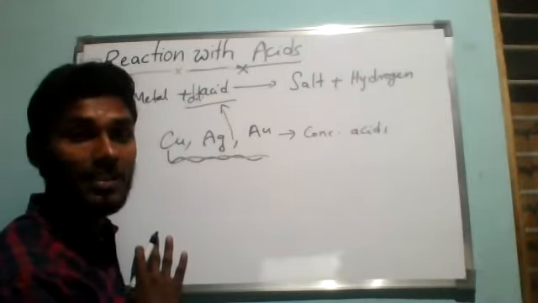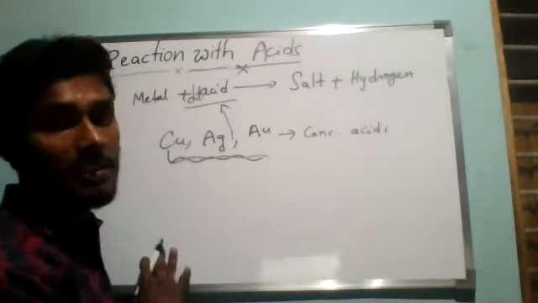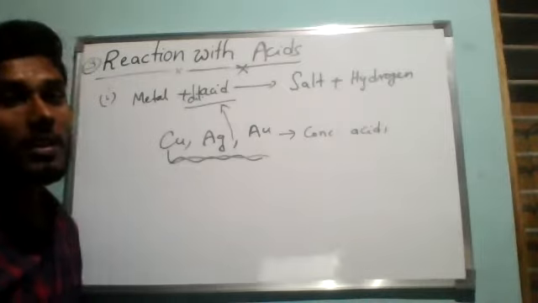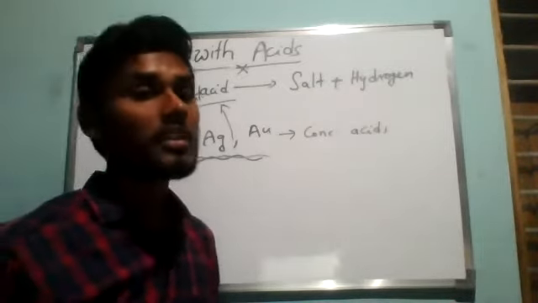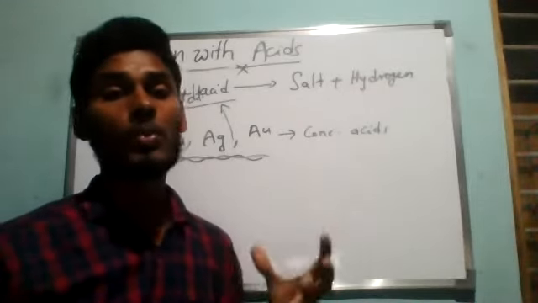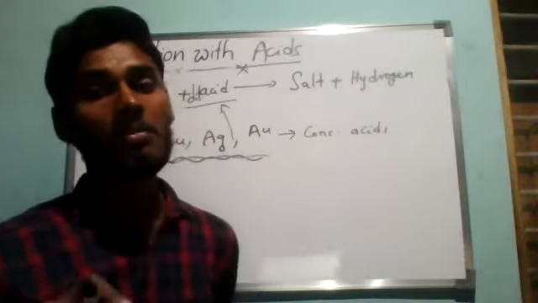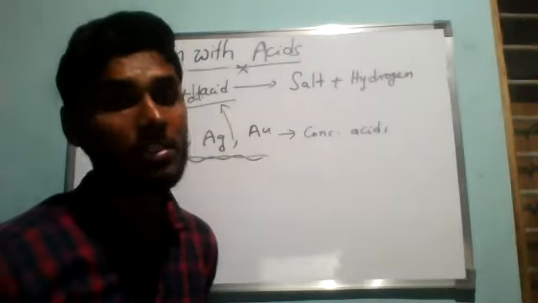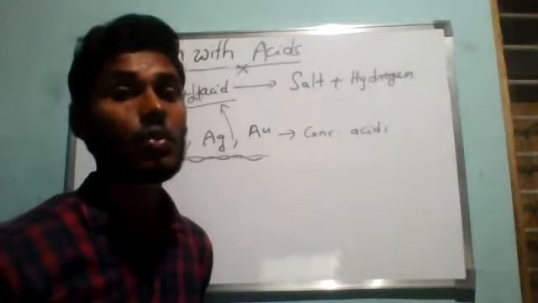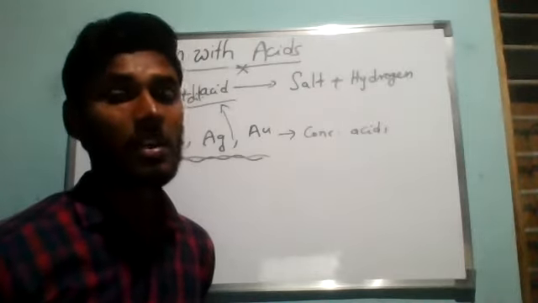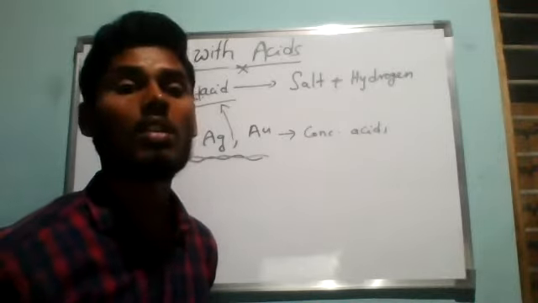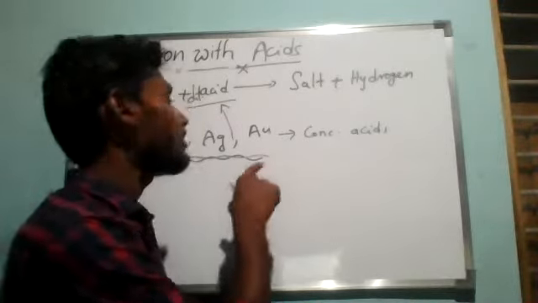The vigorous reaction of metal with dilute acid depends on the chemical reactivity of the metal. Depending on their reactivity, some metals react very explosively, violently, with the dilute acids, some metals react rapidly, and some metals react with dilute acids only on heating. And some metals do not react with the dilute acids at all. Example, copper, silver, and gold.